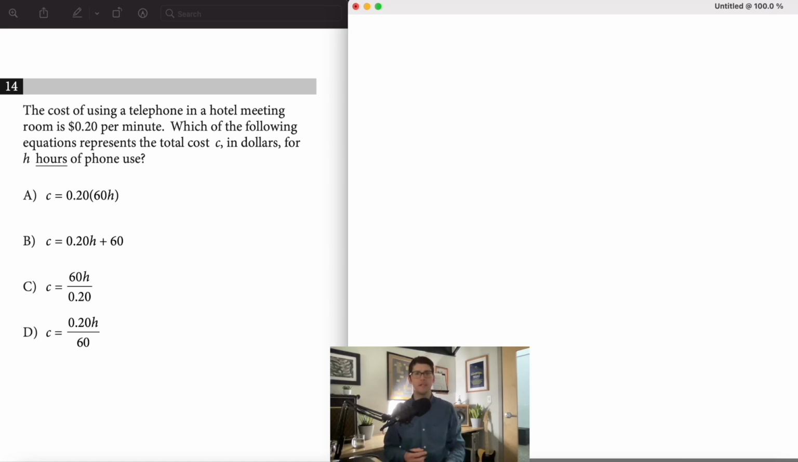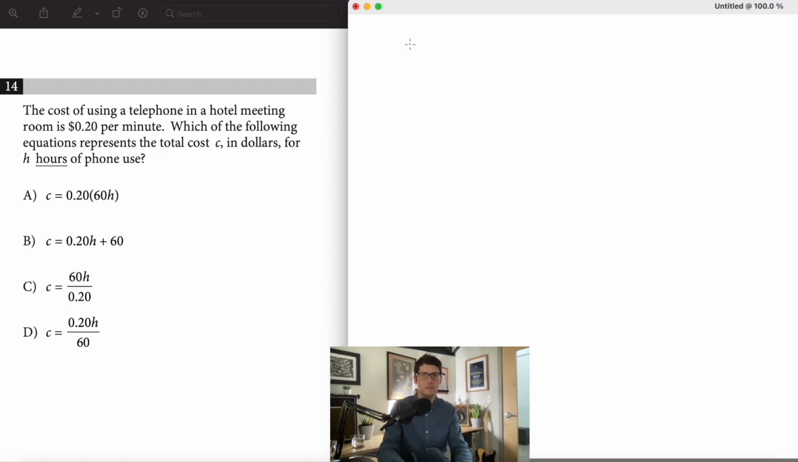Okay, folks, so we're looking at the calculator section of practice test 3. We're looking at number 14. So this is a good example of a question for which you don't necessarily need to use real values, but it could be helpful. It says, which of the following equations represents the total cost?